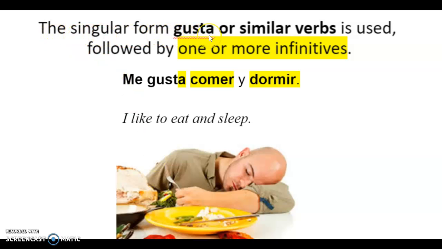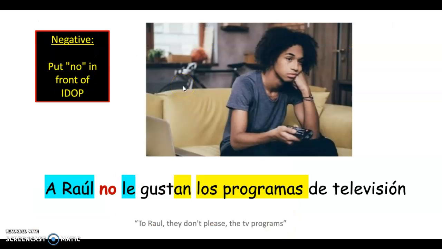So the single form gusta is used even if there's more than one infinitive after. So me gusta comer y dormir. Usually not at the same time. But you would still, if there were more infinitives after, me gusta comer y dormir y beber y bailar, you would still use me gusta, singular. Don't ask me why. To make something negative, you just put a no in front of the indirect object pronoun.